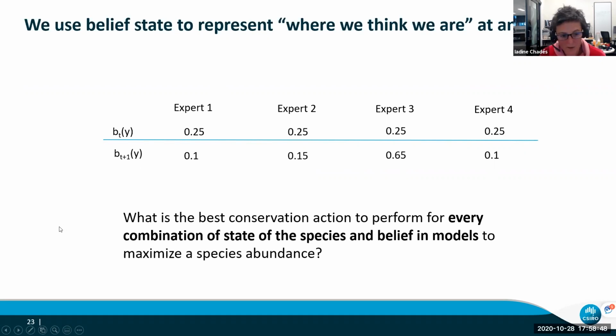So to help our managers design their adaptive management program, we can provide some guidance and help them find the best conservation action to perform for every combination of states of a species, so high or low, and combination of belief in models. As we know, this belief changes over time based on what we observe and what action we've performed, keeping in mind that our objective is to maximize species abundance, or species persistence, right?